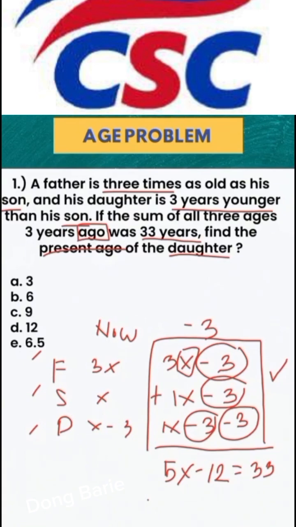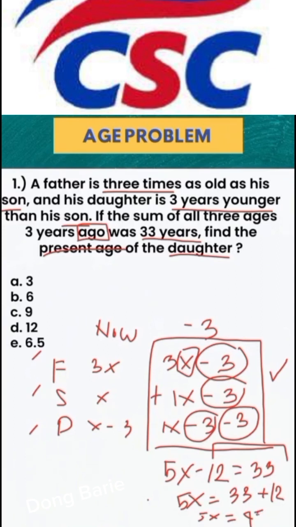Okay. Para maiwan yung x, lipat lang po natin yung 12 sa kabila. 5x is equal to 33 plus 12. Okay. Since subtraction dito, pag nilipat nyo sa kabila, magiging addition na. So, 5x is equal to 33 plus 12 is 45.